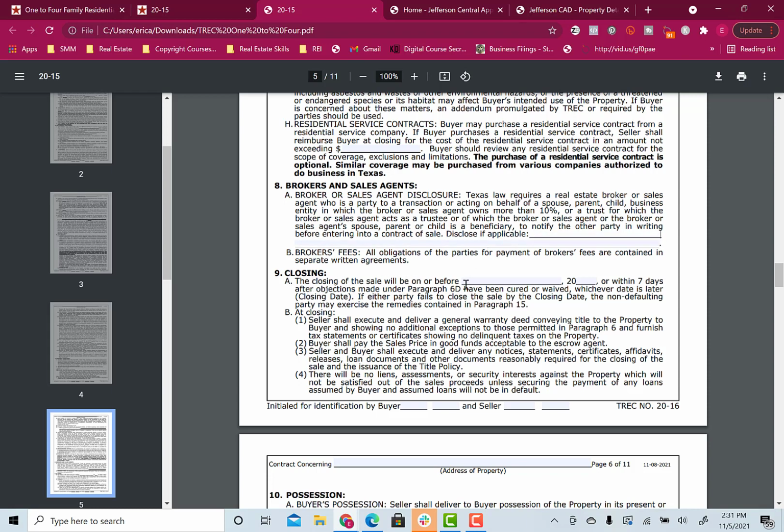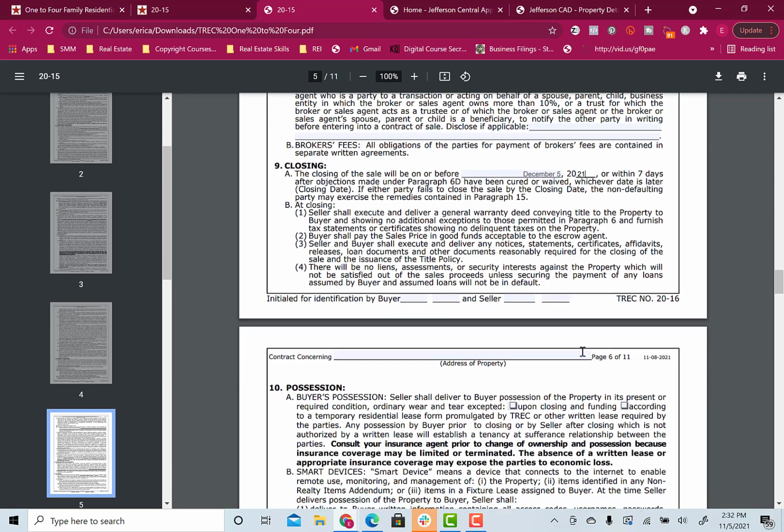The closing date, this is where you put what you want to close on. So if you want a 14-day close or 21-day close, that's when you would put it here. So we'll just put in, today is November 5th, so we'll say a 30-day close. So December 5th, 2021. And so that helps with all of that.